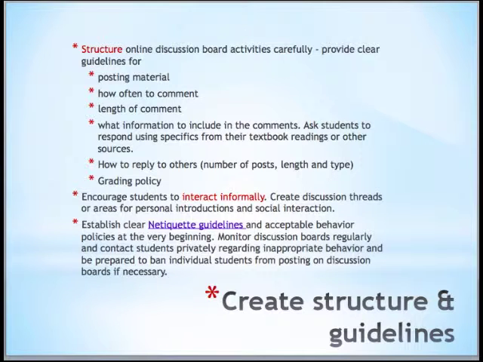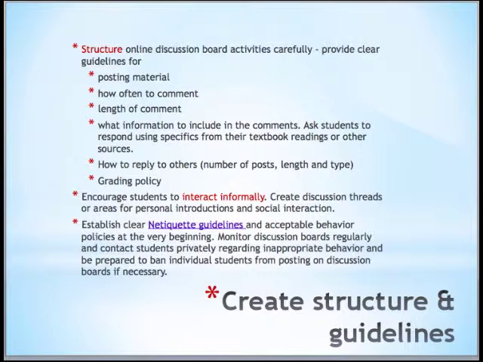Before class starts, make sure that you structure your discussion board activities carefully and provide clear guidelines on appropriate content, length of posts, frequency, required information, and how they should reply to others. Don't forget to share how students will be graded. Will it be a rubric or completion grade? Will they get full points for just one post, or do they need to reply to a certain amount of classmates' posts?